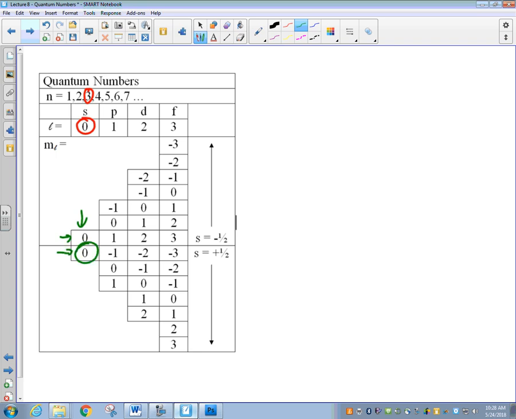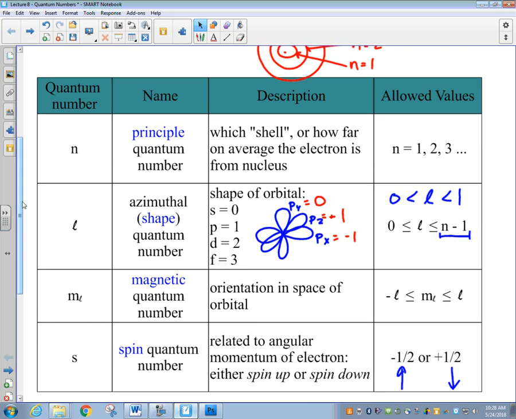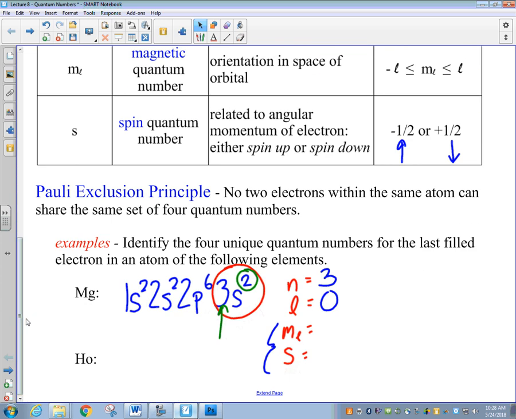So the value of m sub l, the orientation in space, is always going to be 0 for an s orbital. The reason is that there's really only one direction you can orient a sphere in space. If you rotate it, it looks exactly the same as it would in any other rotation. So the orientation in space, the magnetic quantum number, comes out as a value of 0 for every s orbital.